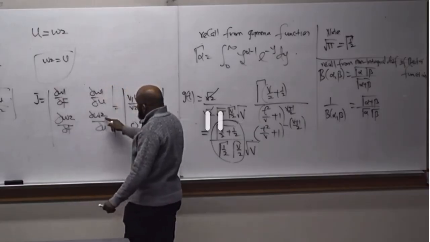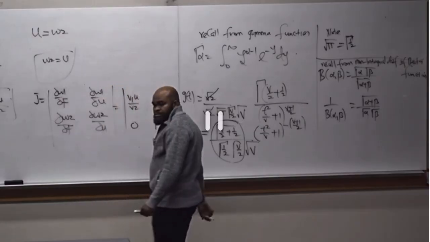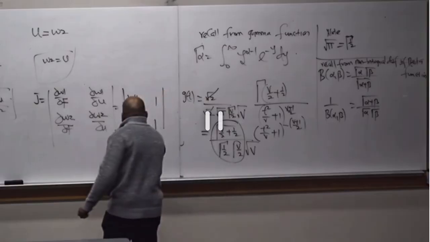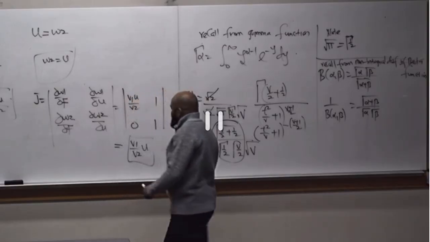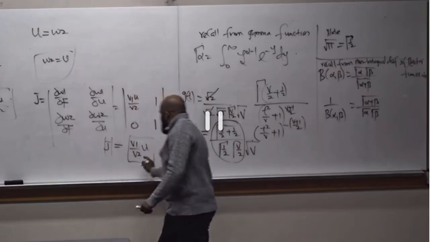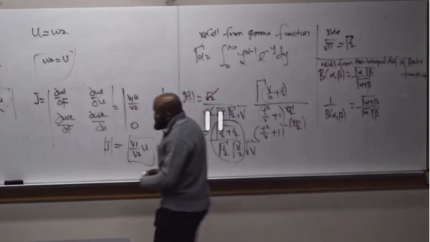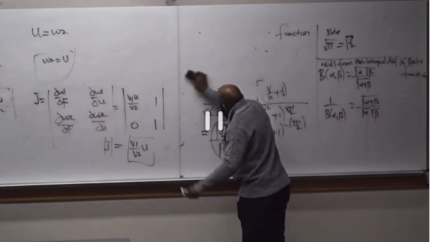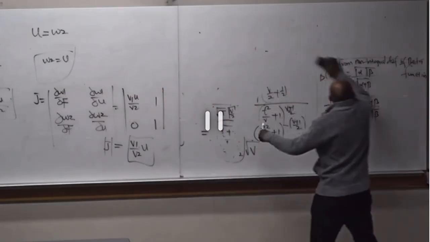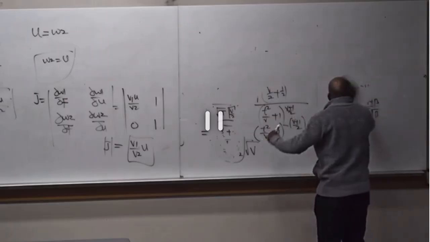The W2, the U is 1. So here, my Jacobian is going to be V2 over V2U. This is the absolute value of the Jacobian. Now, after getting the Jacobian, don't forget, I need the product of the original variables.